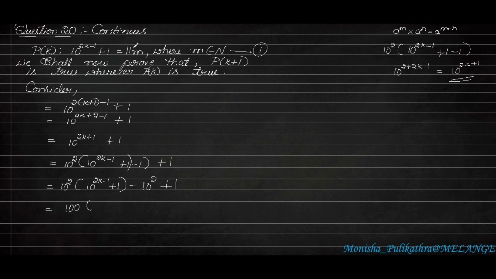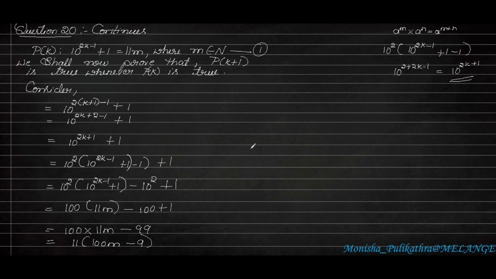10 to the power of 2k minus 1 plus 1 is equal to 11m as per equation 1. So it will become 100 into 11m minus 100 plus 1, which is minus 99. So now 100 into 11m minus 99. Here in both terms 11 is common because 99 is also divisible by 11. If I take 11 common, here 100m minus, 11 nines are 99, so this will be remaining.